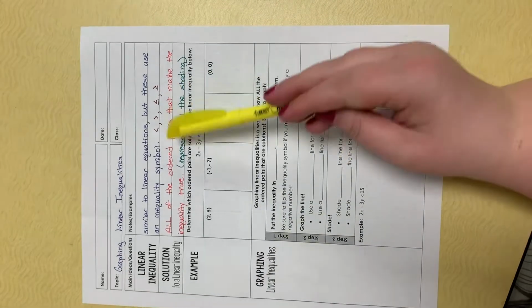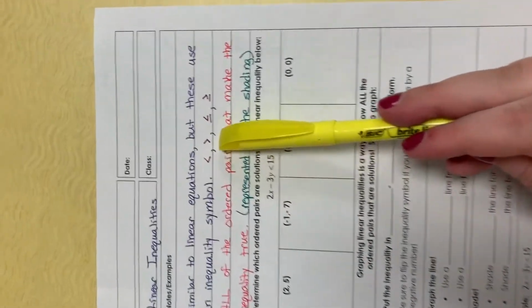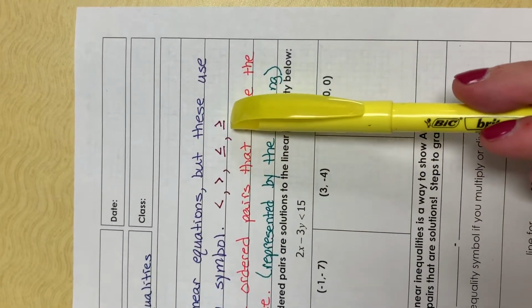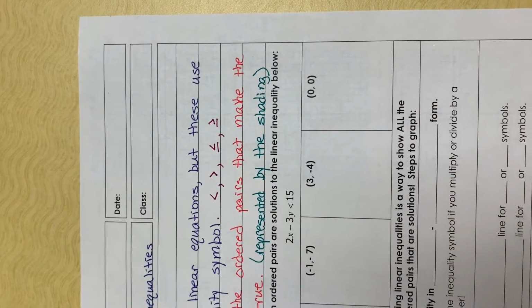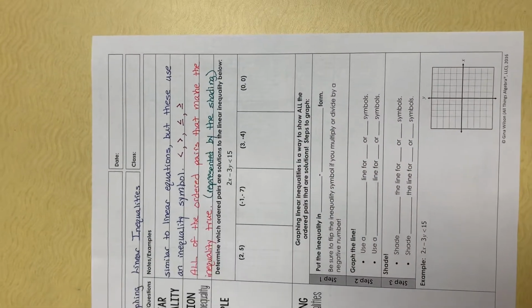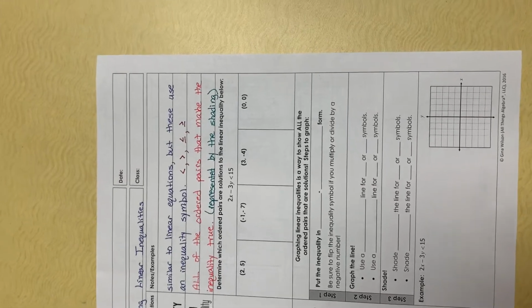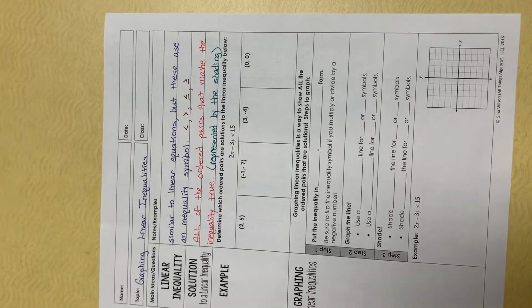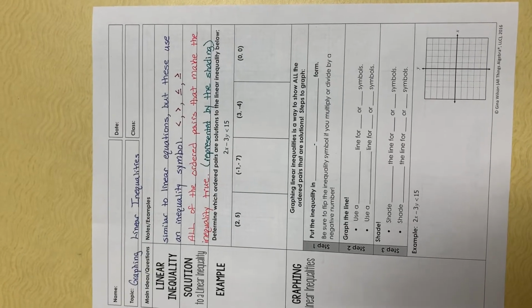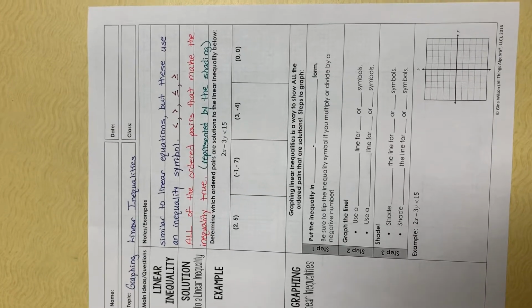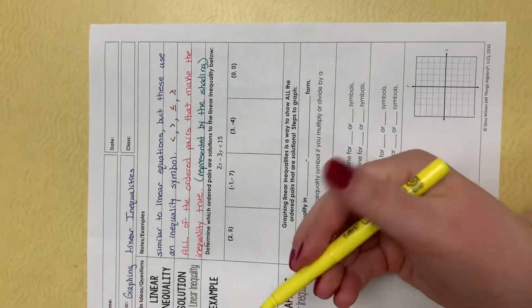Meaning they're going to have some type of inequality symbol, and those look a little bit different on a graph. So remember that our inequality symbols are greater than, less than, greater than or equal to, and less than or equal to. So it's basically the same concept, but there's a few more steps. Just like there's a few more steps in solving inequalities rather than equations, there's a few more steps to graphing inequalities over equations. Okay?